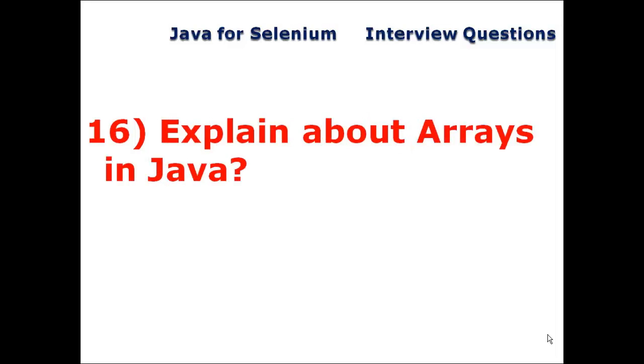Next, explain about arrays in Java. Java array is an object that holds a fixed number of values of a single data type. The length of an array is established when the array is created. Array length is fixed. Java array has 0 based index.